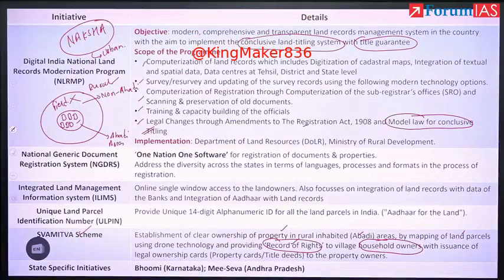Yes, everything is done. They do the verification, everything is done. Only after that they issue a property card.